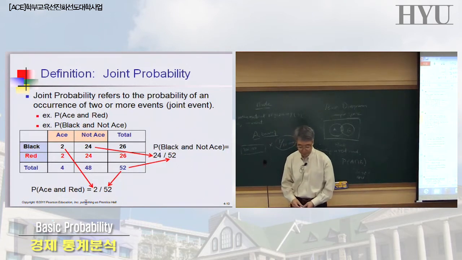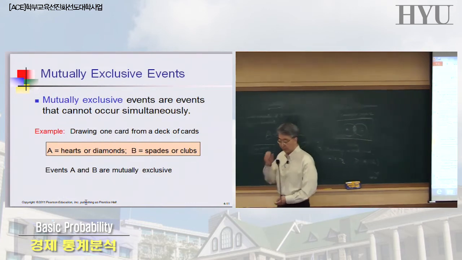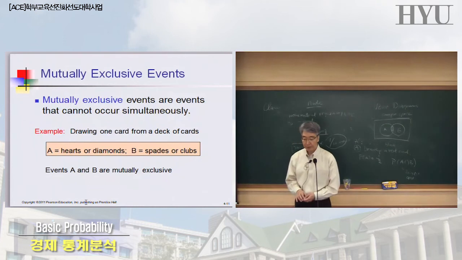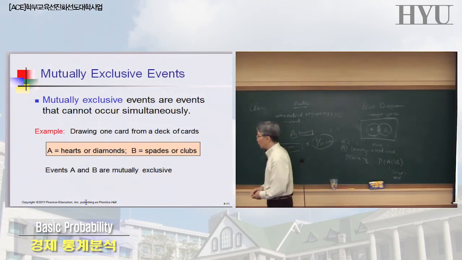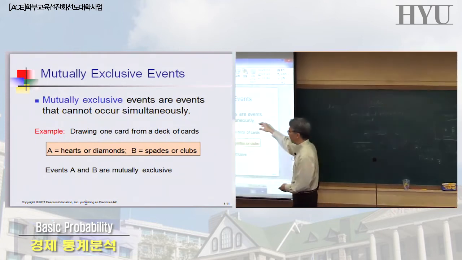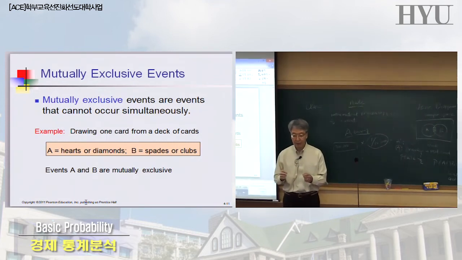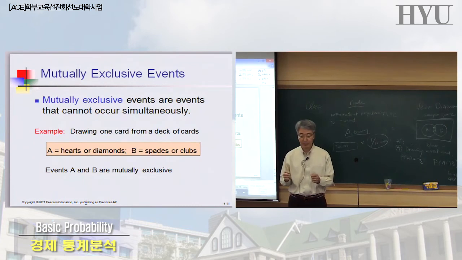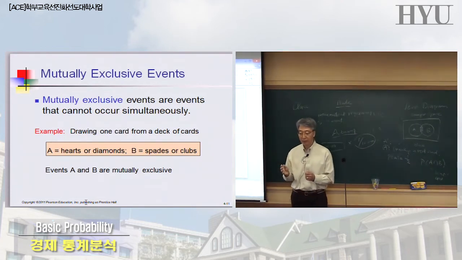All right, so let's skip this slide. All right, mutually exclusive events. Here are a couple of interesting and sometimes confusing concepts. Mutually exclusive events are events that cannot occur simultaneously. We're talking about two events or multiple events that cannot have any joint events. They cannot occur at the same time. If one event occurs, the rest of the events cannot happen.